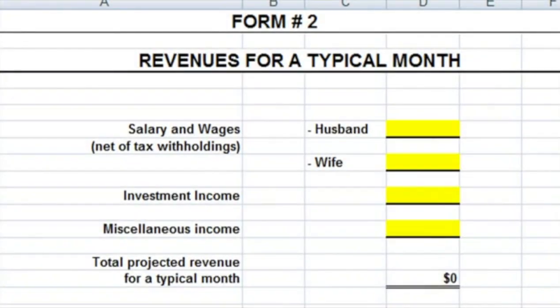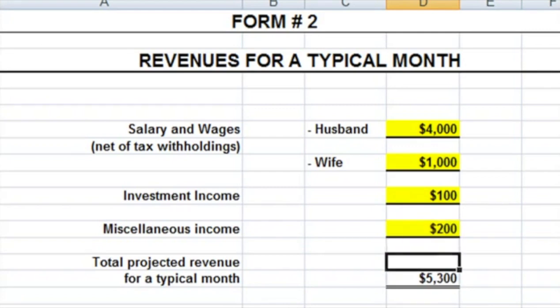On form number 2, you essentially list the revenues or the income that you have for a typical month. So let's suppose that the husband's wages, net of his withholdings, again, put in net of withholdings, is $4,000 a month. And let's suppose that the wife works part-time. She earns $1,000 a month. And let's suppose they have a little bit of investment income, maybe $100 a month. And then they have other miscellaneous income, like a child tax benefit or something like that, of $200 a month.